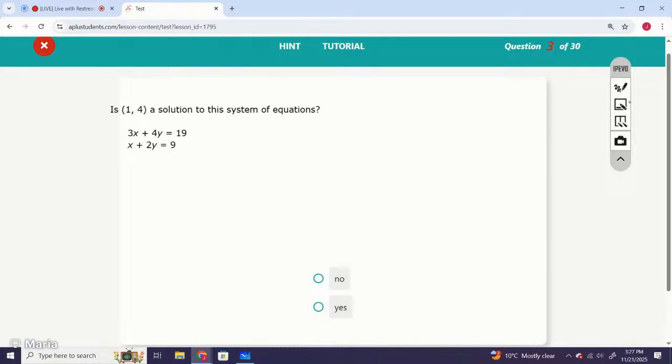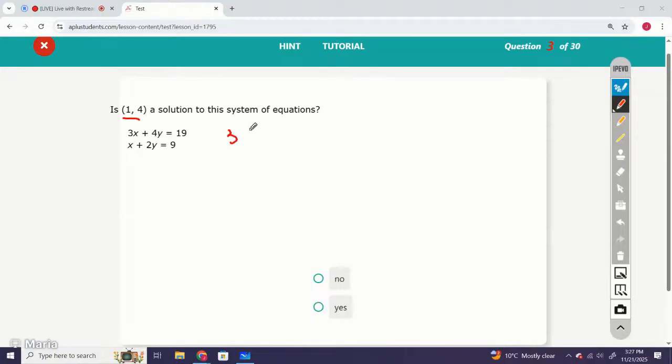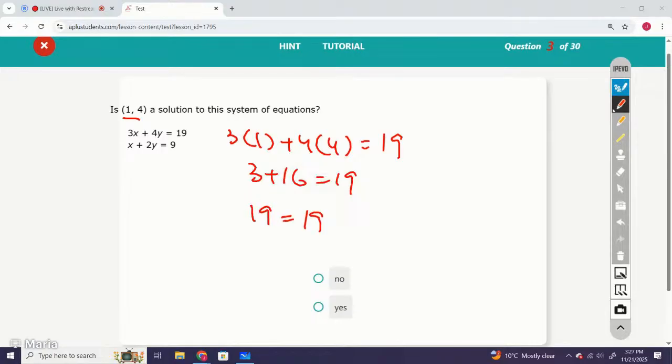Is (1, 4) a solution to the system of equations? x is 1, y is 4. 3 times 1 plus 4 times 4 equals 19. That is 3 plus 16. So both sides are equal. 19 is equal to 19.